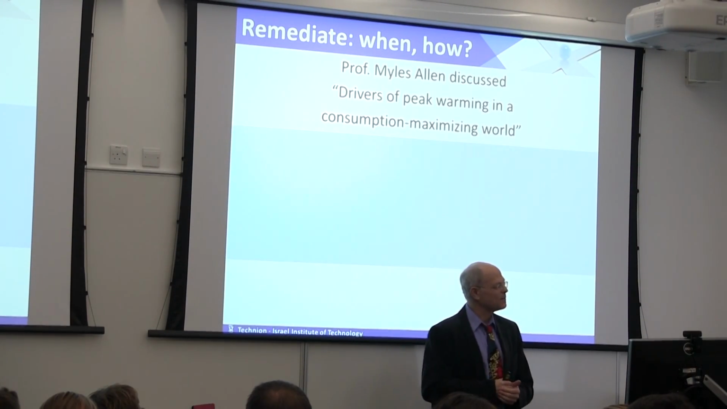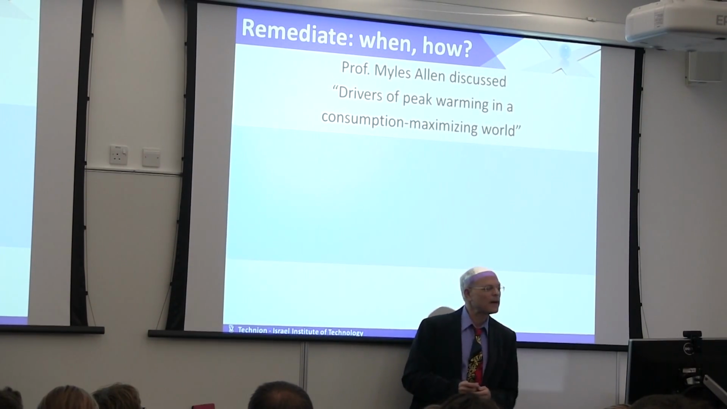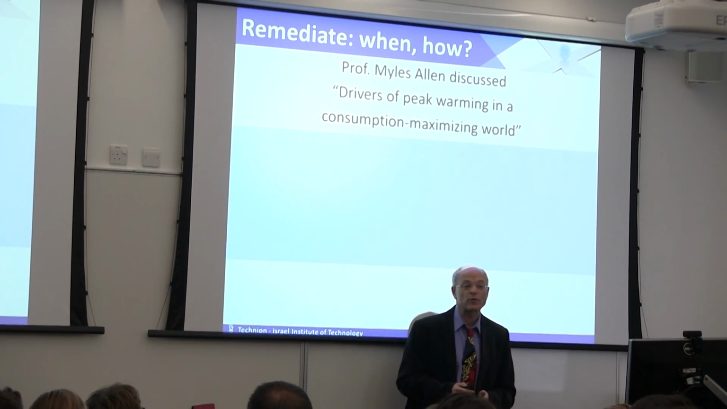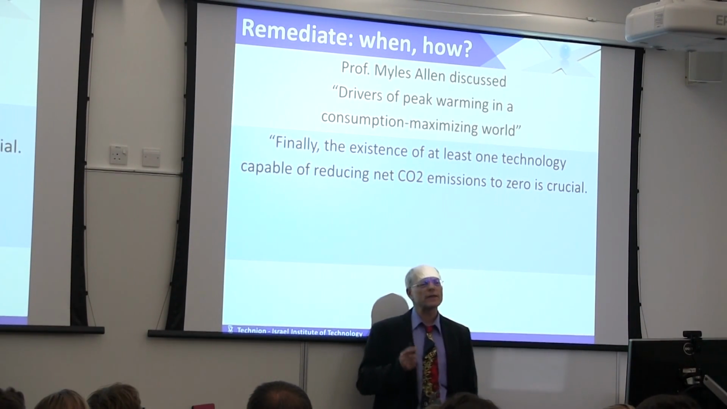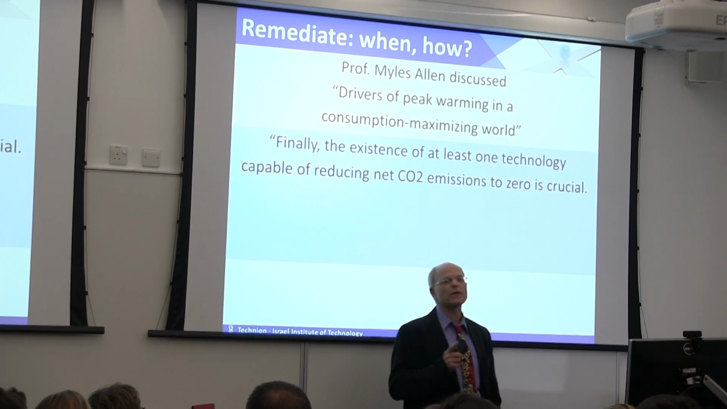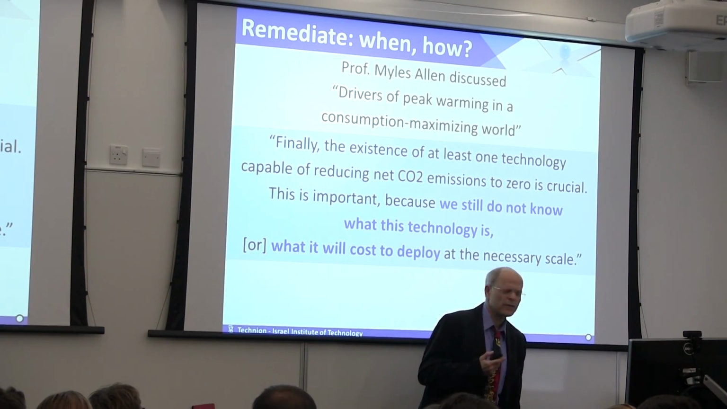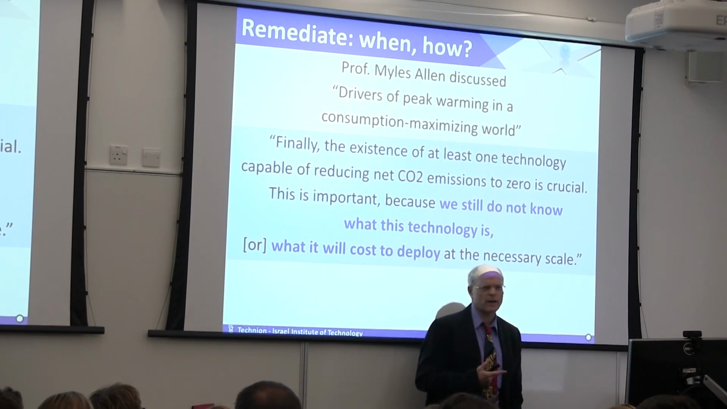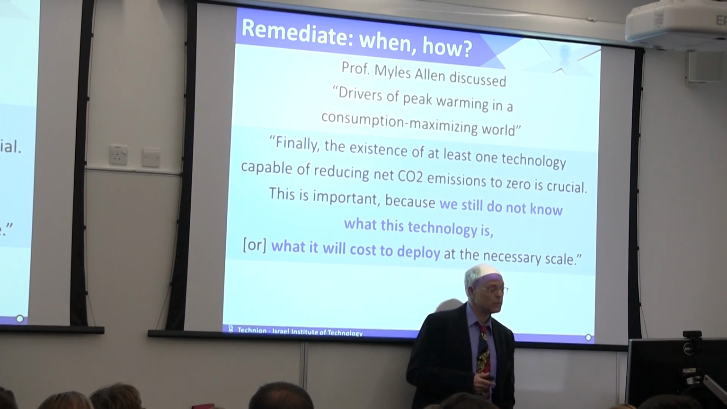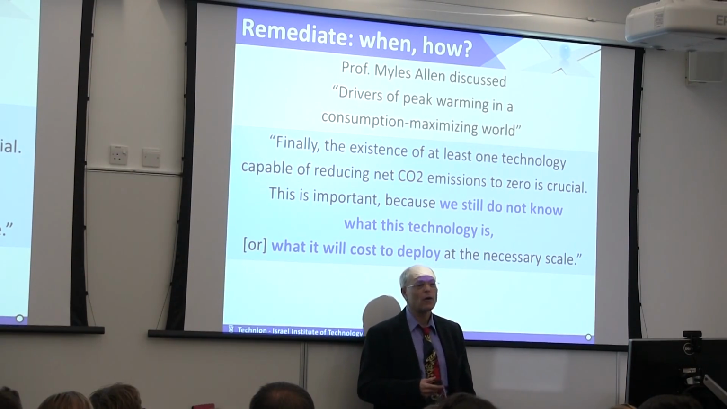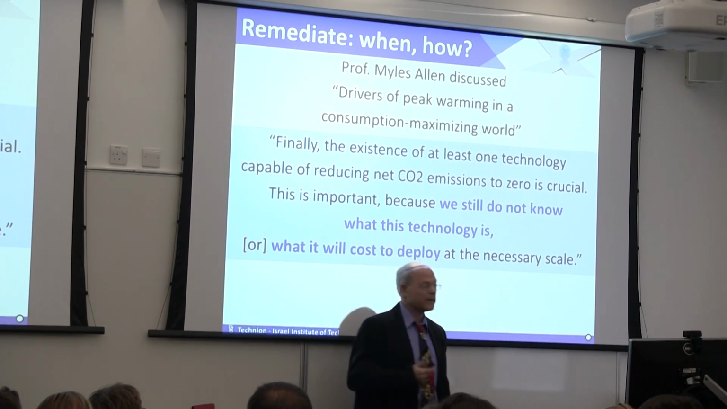Another colleague that we are familiar with is Professor Maher Allen, who wrote about drivers of peak warming in a consumption-maximizing world. And he stressed the following point, that the existence of at least one technology capable of reducing net CO2 emissions is crucial. It is important to understand that the existence of such a technology is crucial because we don't know what this technology is or what it will cost to deploy at the necessary scale. Or I'm sure he would add, or I would add, how long it will take or who can do it, and so on and so on.